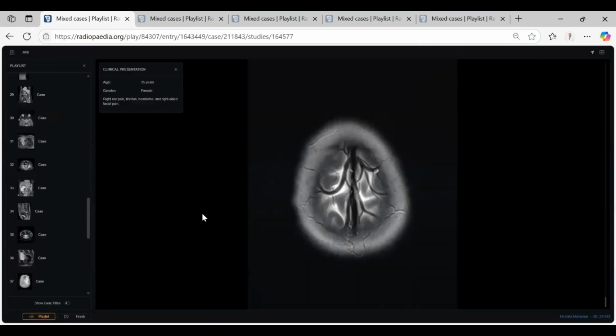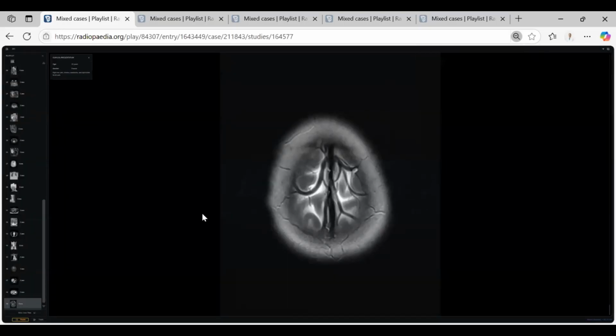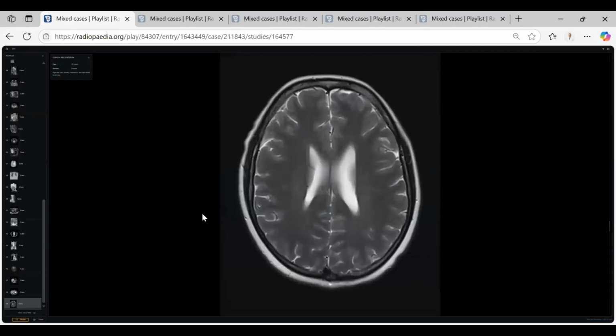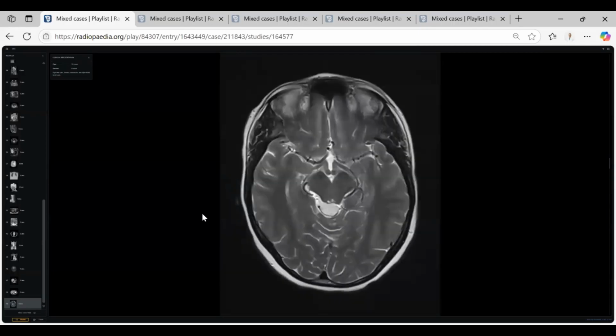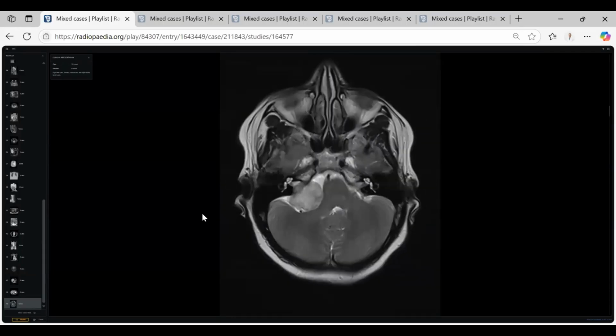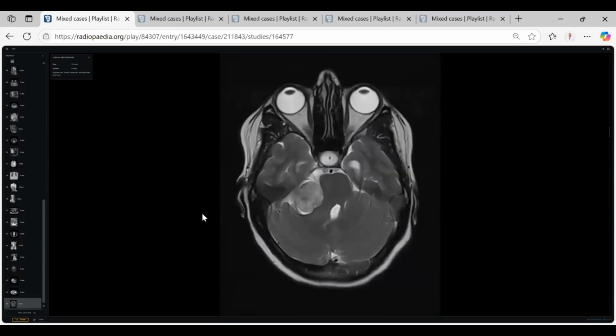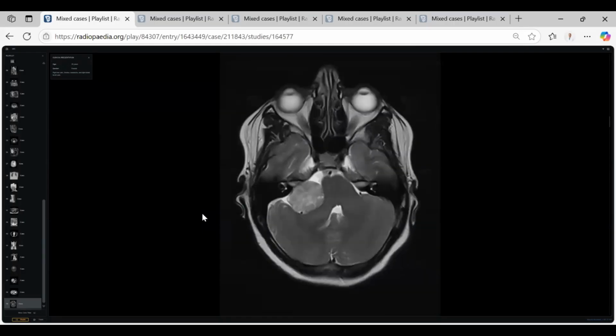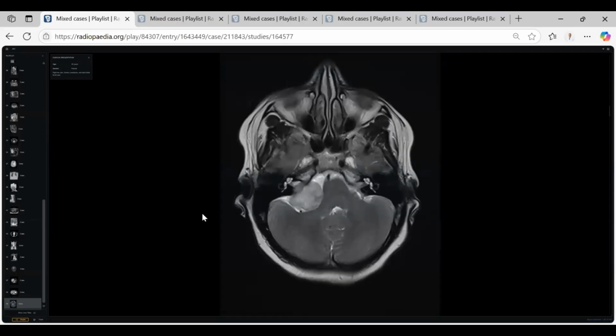67-year-old female patient with right ear pain, tinnitus, and headache. I'm presented with axial T2 weighted images of a patient who presented with ear pain, tinnitus, and headache, and also right facial pain. I can appreciate an abnormal T2 hyperintense lobulated lesion centered in the right cerebellopontine angle, causing mass effect on the right middle cerebellar peduncle and with extension to the right internal auditory canal.